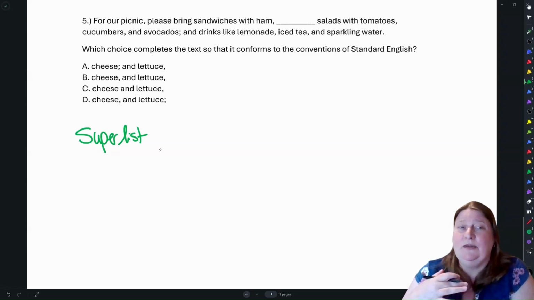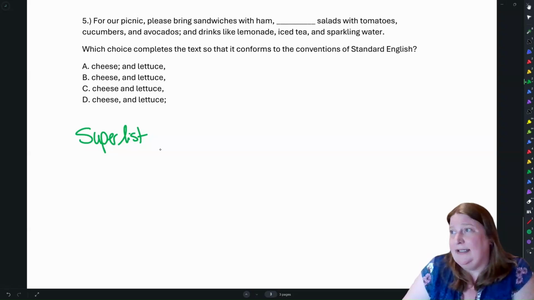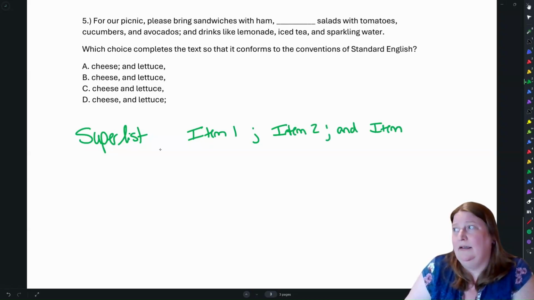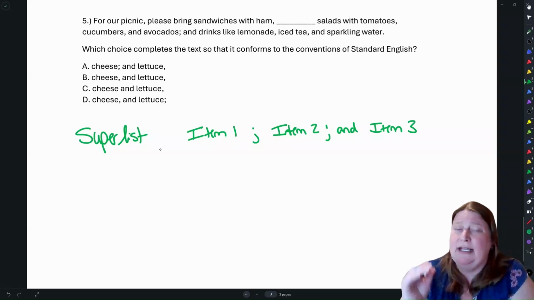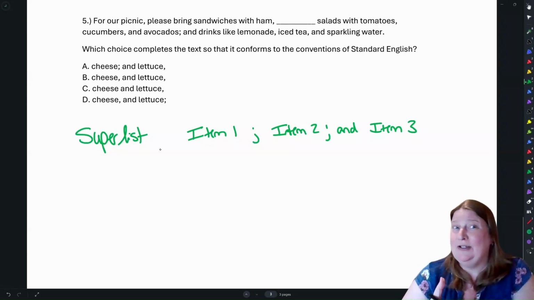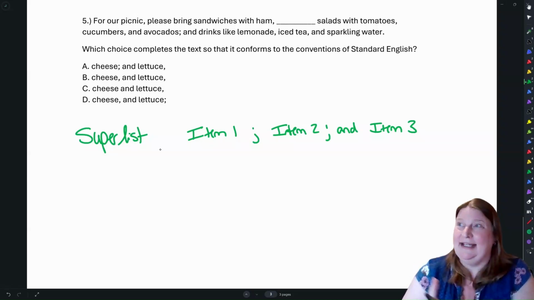Yeah, a super list is a list where the commas have been upgraded to semicolons, and they look kind of like this. Item 1, item 2, and item 3. You'll never have a semicolon next to an and for the typical way a semicolon is used. Typically a semicolon is just like a period. But when it's being used in the super list, which is that one exception we talked about, that one thing a semicolon can do in addition that a period can't do, is this super list.